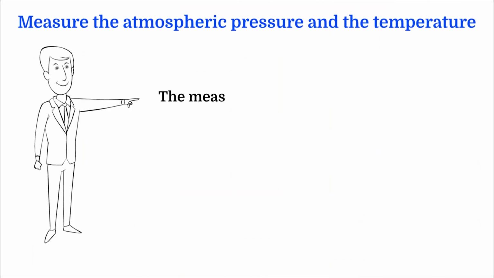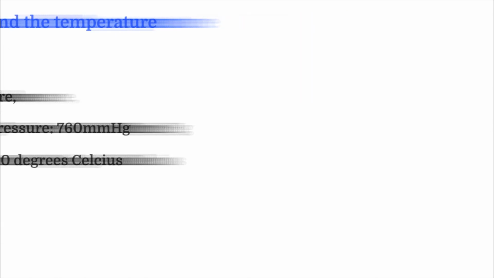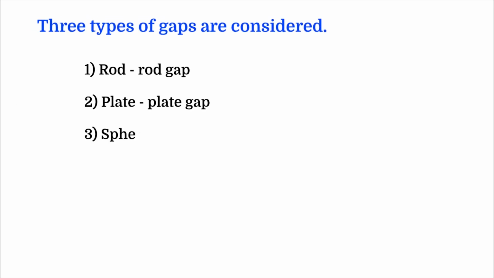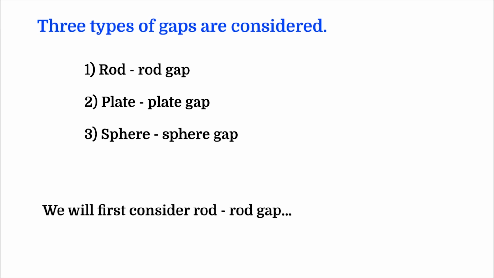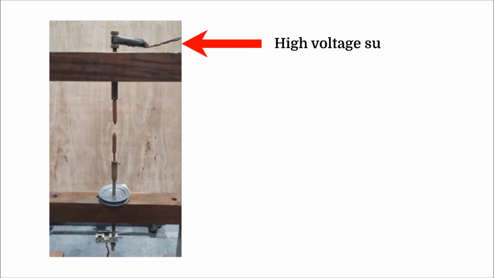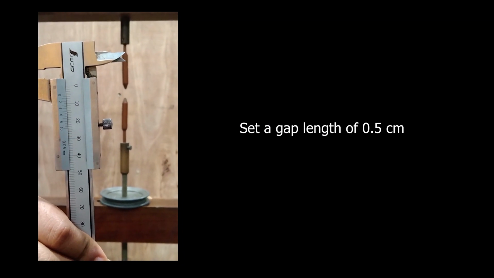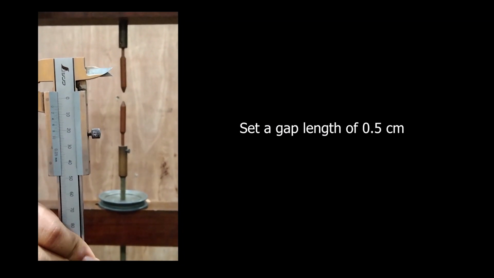Before starting the practical, it is necessary to measure the atmospheric pressure and the temperature at the time of the experiment. This procedure is conducted for 3 types of gaps. First, we will consider the rod-to-rod gap. The figure shows the apparatus to conduct this experiment. To observe the effect of the gap length on breakdown voltage, we have to conduct the experiment at different known gap lengths. Now let's set the rod-to-rod gap length to 0.5 centimeters.